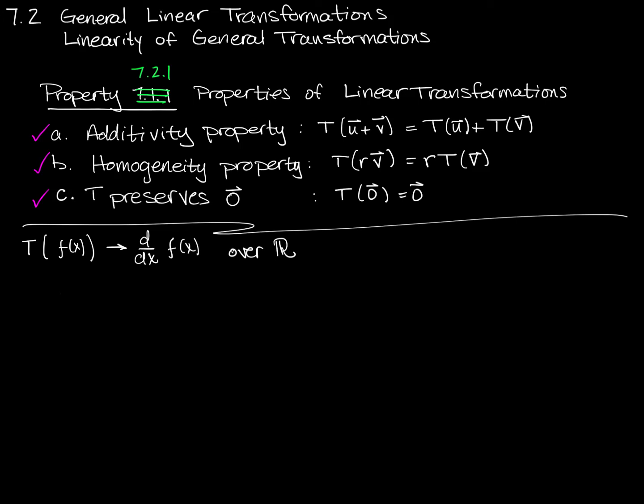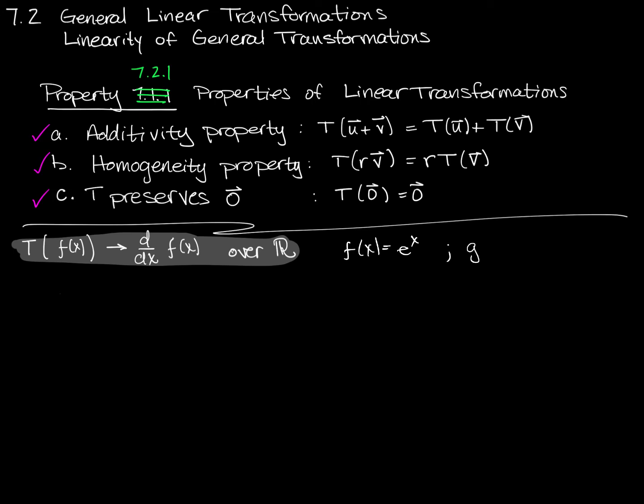and now what I'm going to do is, using the same transformation, I'm going to grab a highlighter here. I'm going to use this transformation, and I'm going to do a specific example. Let's let f of x equal e to the x and g of x equal the sine of x. And I just want to check these 3 properties on those 2 specific functions.